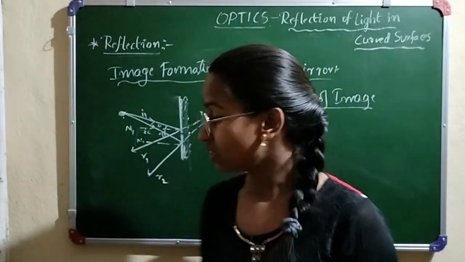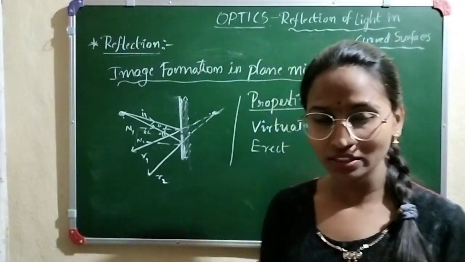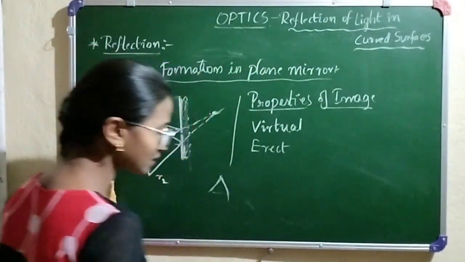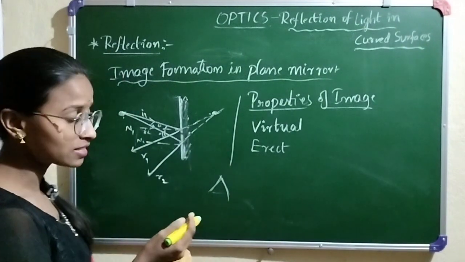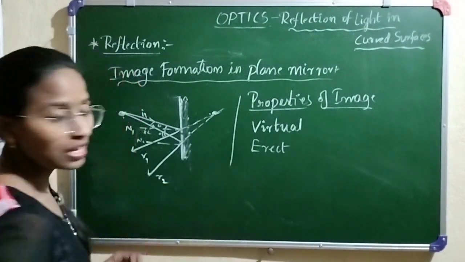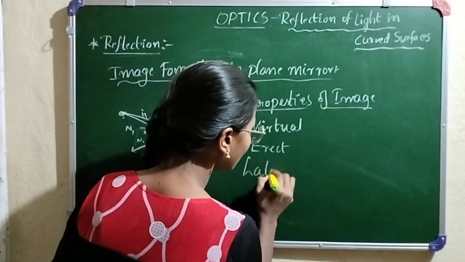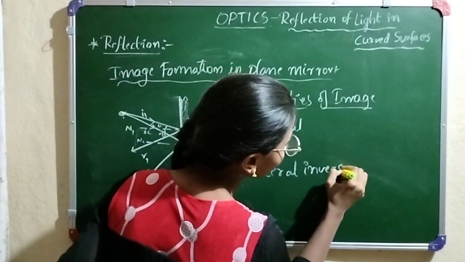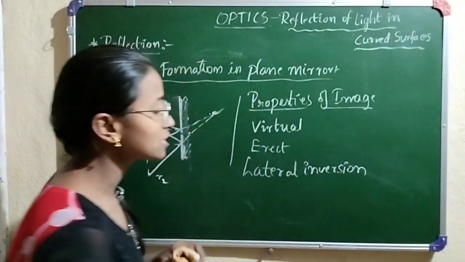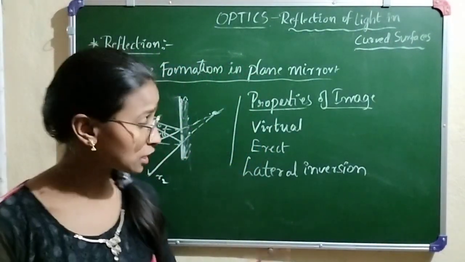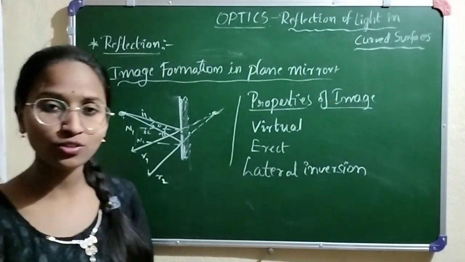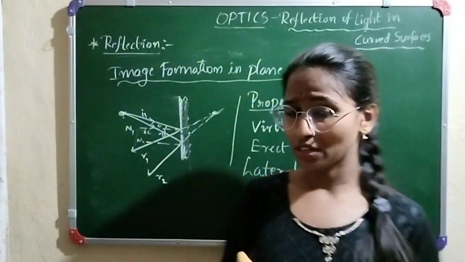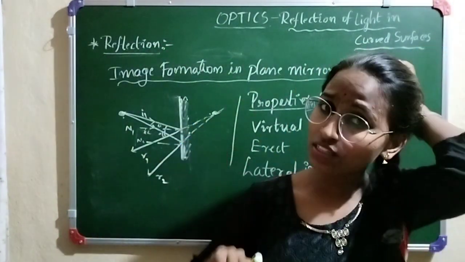This changing of the left and right sides we call lateral inversion, which means laterally. Suppose you take two triangles: this side is a lateral side, and this side is a lateral side. If these two sides are interchanged, we call that lateral inversion. So through the plane mirror, lateral inversion takes place. It is a virtual image, erect, and lateral inversion takes place in the case of the plane mirror while it forms an image. Yes, this is the reflection and image formation in a plane mirror. Okay, we have seen reflection in a plane mirror as of now.